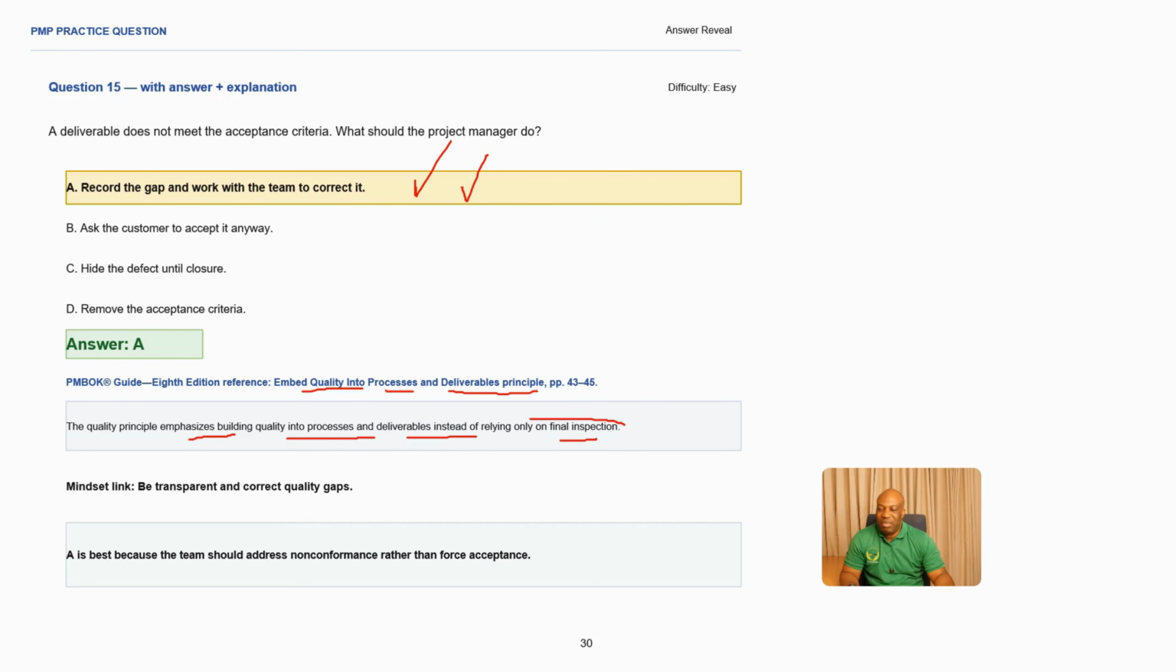So what other mindset did we use when we're eliminating some of these answers? Be transparent and correct quality gaps, okay? Remember, as a project manager, you must have some ethical values, and one of them is transparency and honesty. So this is the correct mindset. Making A the best answer because the team should address non-conformance rather than force acceptance to the customer. So making A the best answer.